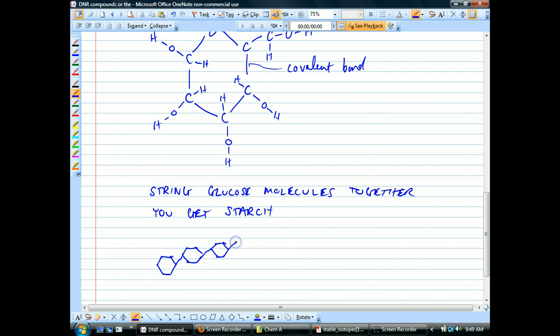Is this hard to draw? There's one in your book, like I said, page 35. You'll see this picture. So if you have a hard time drawing it, basically look at this. I'm just putting a single bond between each one. And this could be really long. So this is a starch molecule.